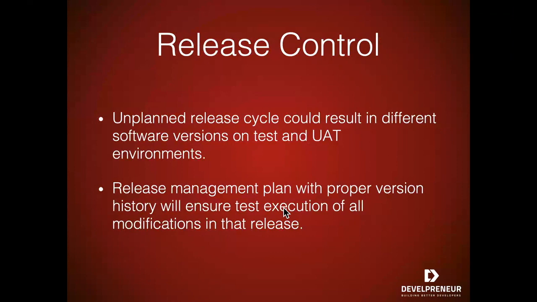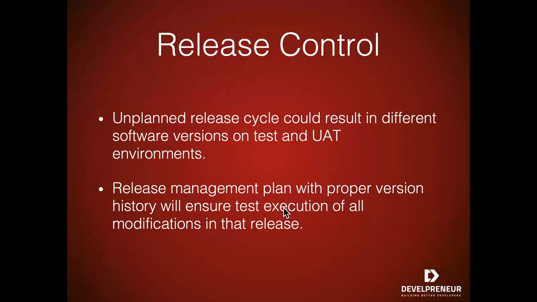Release control. So unplanned release cycles could result in different software versions on test and UAT environments. We definitely don't want that. So we create some type of release management plan with proper version history to ensure that the test execution of all of our releases are stable so that we know we're testing apples to apples and not apples to oranges.